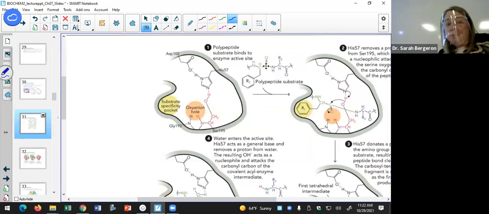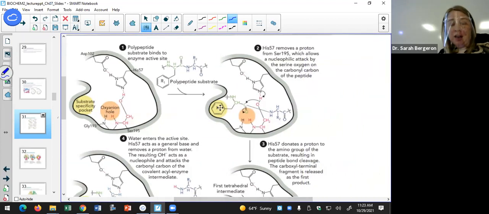So we have a polypeptide that comes in. Remember I said chymotrypsin likes to cut amino acids that have a ring structure. That ring structure is going to fit perfectly into a pocket. But this is not a catalytic part of the enzyme. This is just orienting your substrate in the right way. So our substrate is going to come in and bind inside of that pocket.